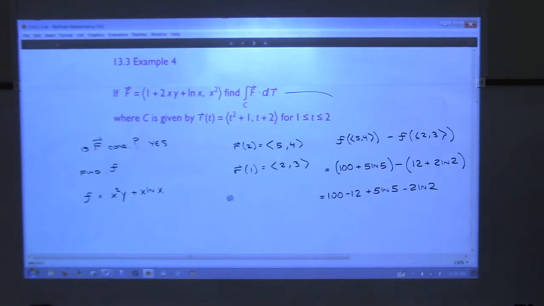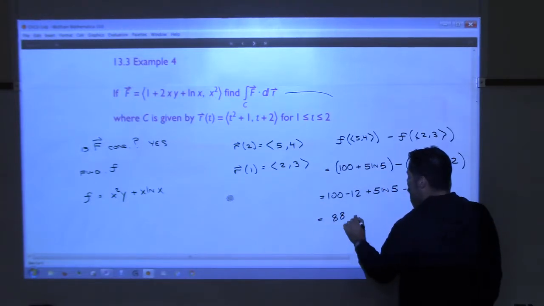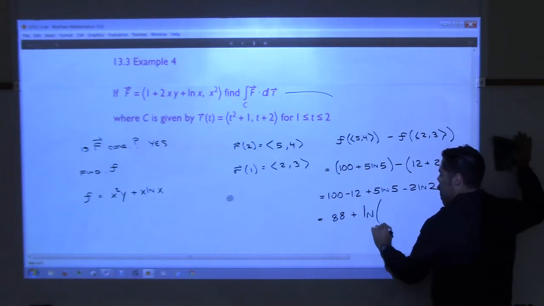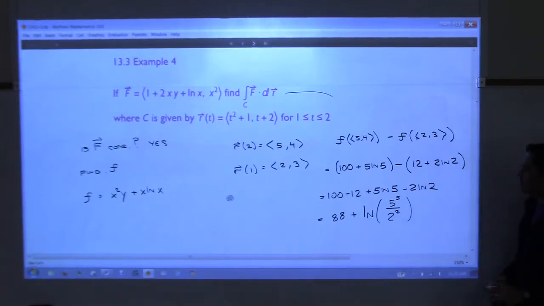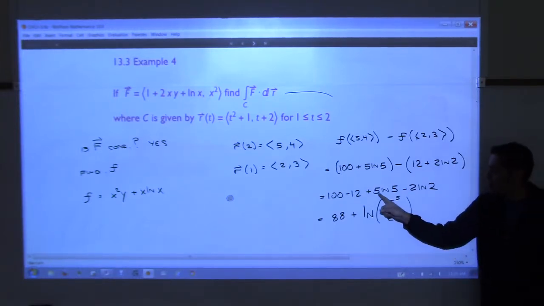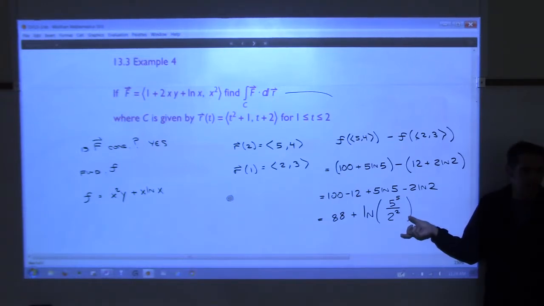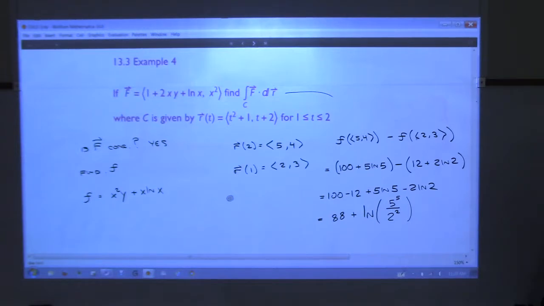All right, what is this equal to? This is 88 plus ln of 5 to the 5 over 2 to the 2. All right, this is properties of exponents or logs. This 5 can come up as a power, this 2 can come up as a power, and then subtraction between two logs becomes a single log with division. This is most likely how the book would have it. They might even figure out what those numbers are, I don't know. But okay, we good? That is the work.